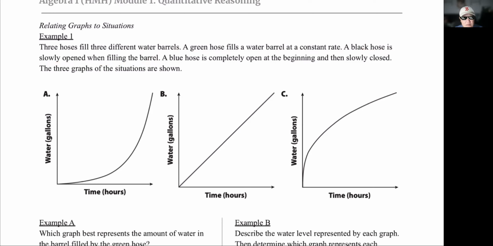Given those graphs A, B, and C, which ones describe the other? Oh, three different hoses. Can you try to work it out on your own?